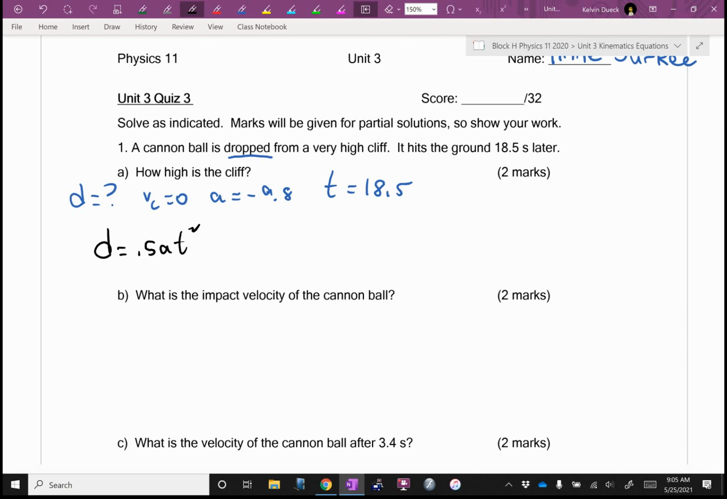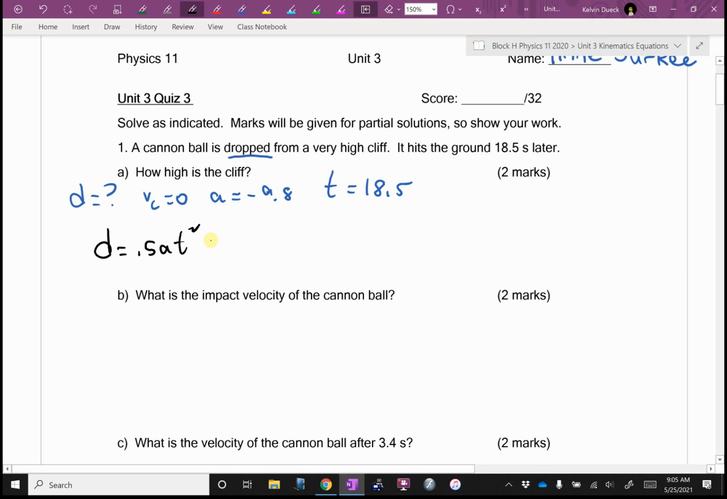I think I told you the other day, if you are ever standing by a cliff dropping rocks, time how long it takes to hit the ground, square that, and then times by 5, because 9.8 is really close to 10. Half of 10 is 5. This works out to 4.9, which is pretty close to 5. That's how high the cliff is.